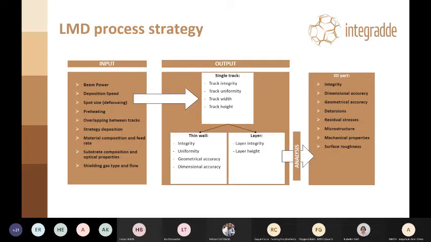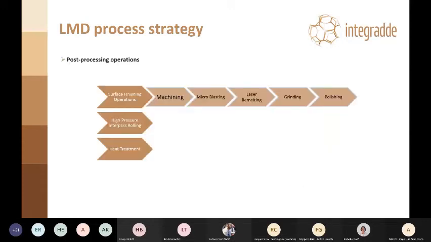So then, using this information from these tests regarding the single tracks and the layers or thin walls, we can manufacture the 3D part and check in this 3D part the integrity, the dimensional accuracy, and the geometrical accuracy, the distortions, residual stresses, the microstructure, the mechanical properties, and also the surface roughness. And depending on that, evaluate which surface finishing operations must be carried out, or if it needs a heat treatment.